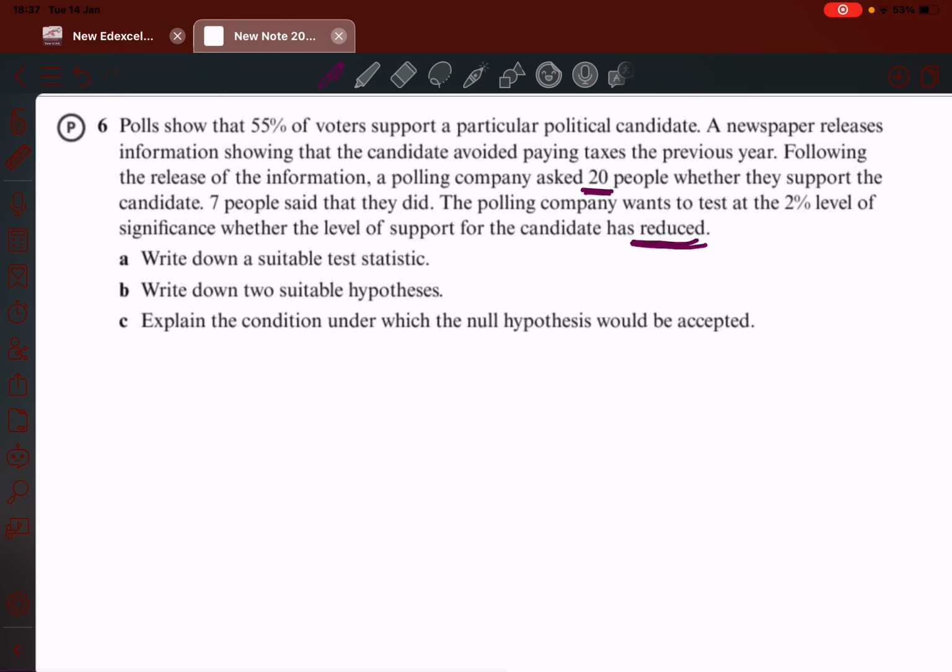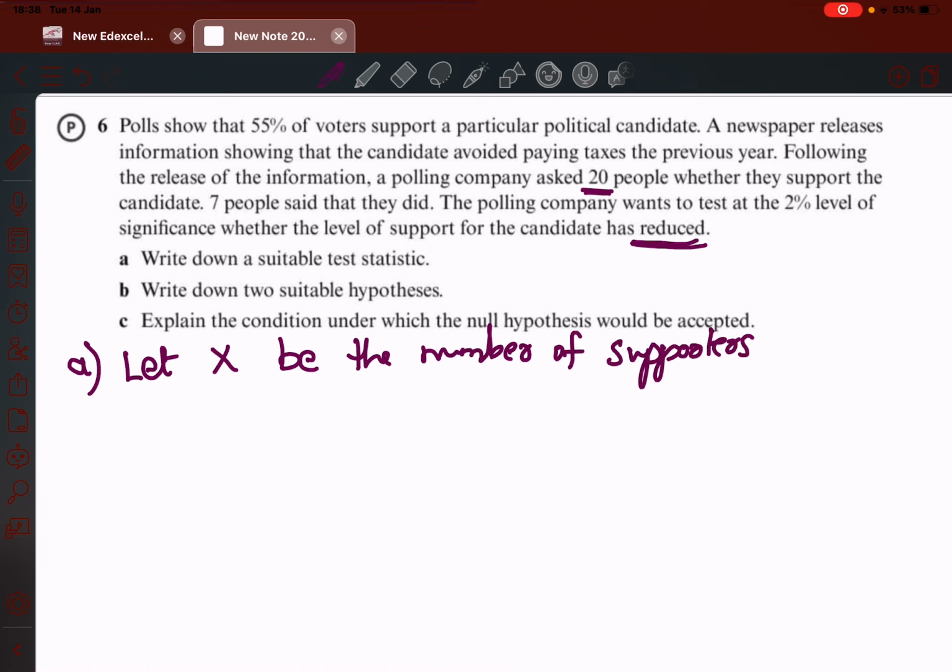So we are looking at, again, a reduction here. So the test statistic, we are testing for the number of people. So let X be the number of supporters of the candidate. So that is our test statistic.